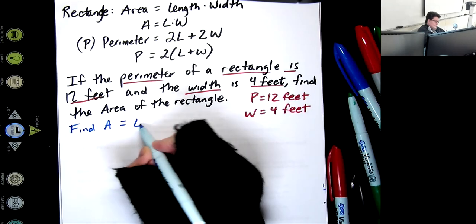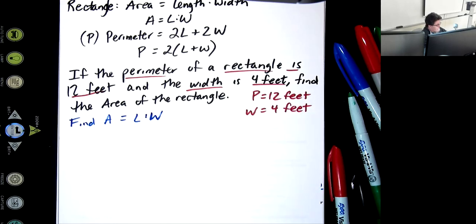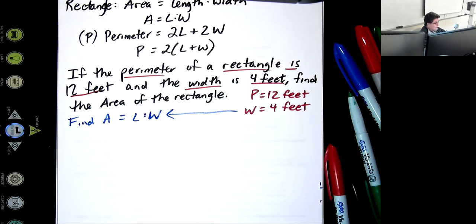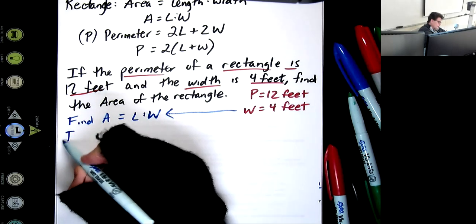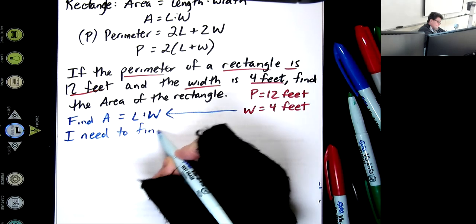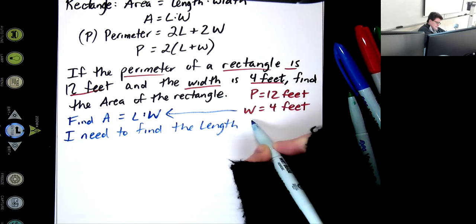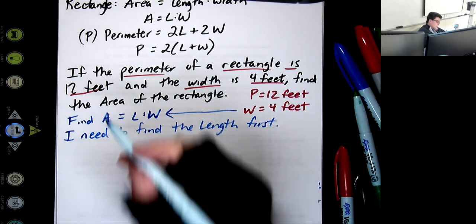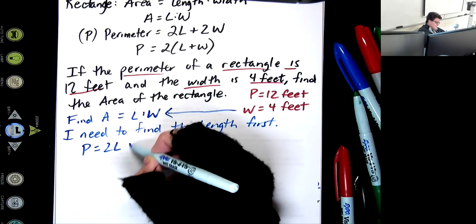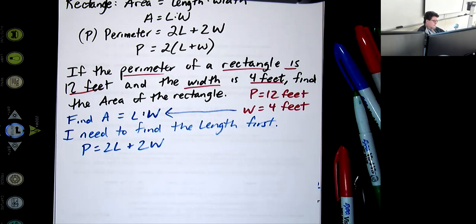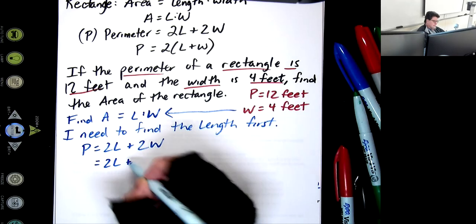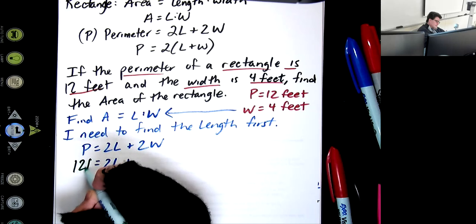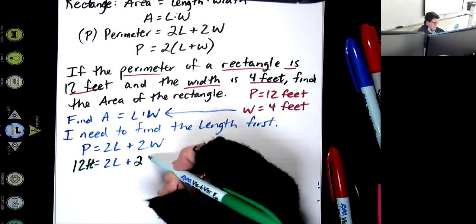And A is length times width. I have part of that right now. I have the 4, but I don't have the L yet. So it looks like I need to find the length first. They did give us information about the perimeter, with the perimeter being 2L plus 2W. For some of those, we know the value. We know the perimeter is 12 feet. In the width, I've got a 2 times it, 4 feet.